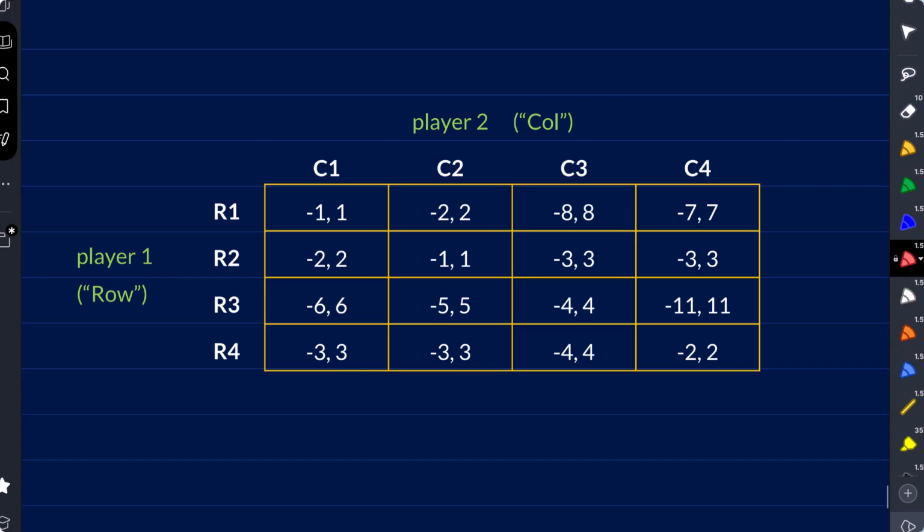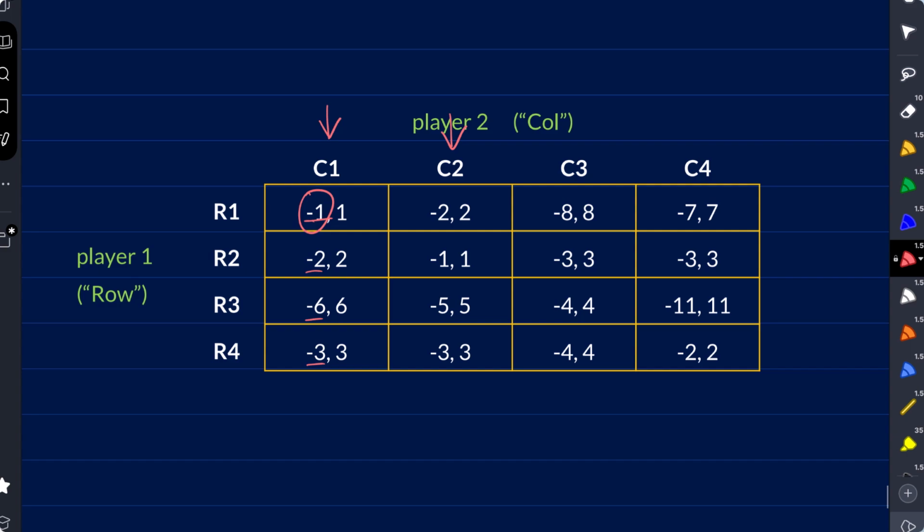So if player two were to play C1, then player one's best response is going to be whatever strategy gives him or her the highest valued outcome. So we have -1, -2, -6, and -3. So the best of those is going to be that -1. And so the best response if player two does C1 is for player one to play R1.